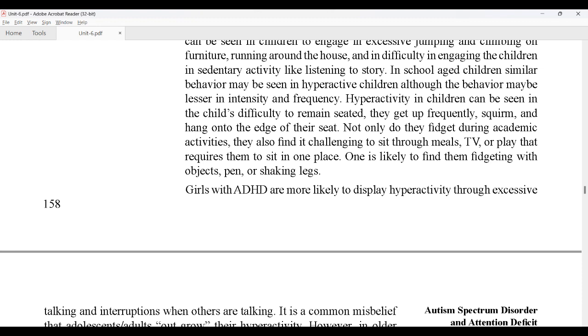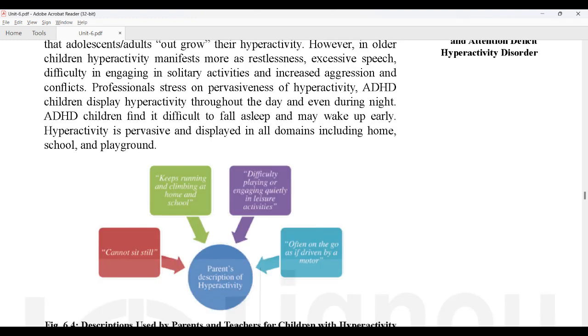Girls with ADHD are more likely to display hyperactivity through excessive talking and interruptions when others are talking. It is a common misbelief that adolescents/adults outgrow their hyperactivity. However, in older children, hyperactivity manifests more as restlessness, excessive speech, difficulty in engaging in solitary activities, and increased aggression and conflicts. Professionals stress on pervasiveness of hyperactivity.